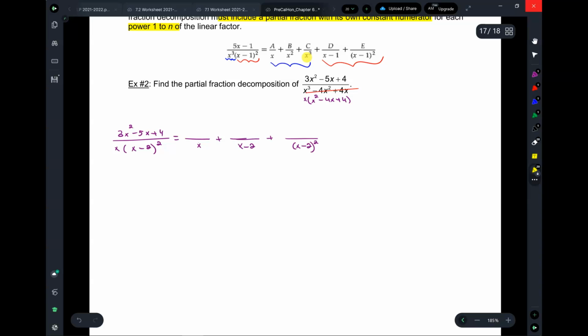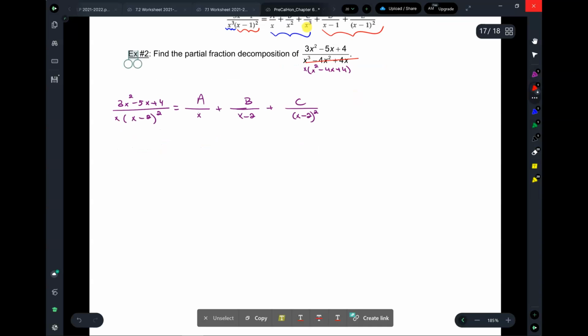Okay? So here too, A, B, C. Okay, same as before. Let's multiply by the LCD. So I get 3x squared minus 5x plus 4 is A times (x minus 2) squared plus B times (x minus 2) times x plus C times x.